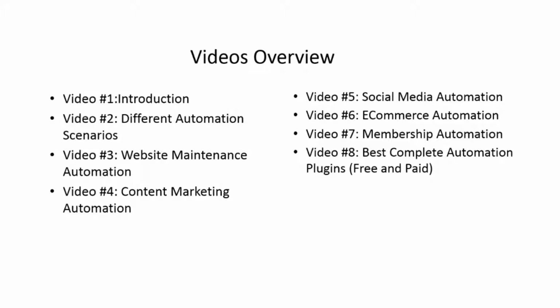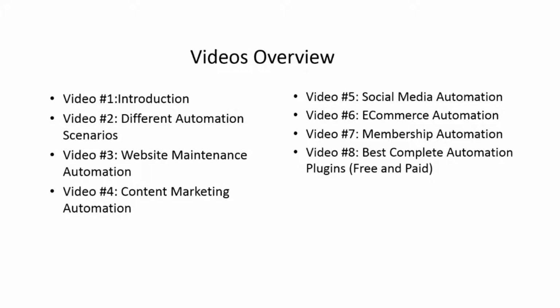Video number 7, we'll talk about membership automation. So in this case, let's say you run a WordPress membership site. You have a community. How do you go about automating that community as much as possible? Obviously, not everything can be automated. Some things you will just have to do by hand, but some things you can. And some things that you think you can't, you really can.